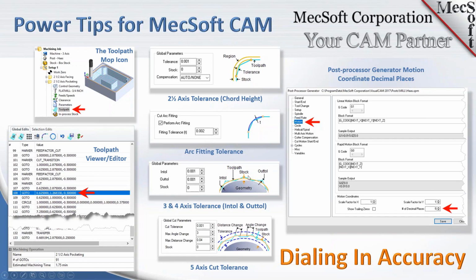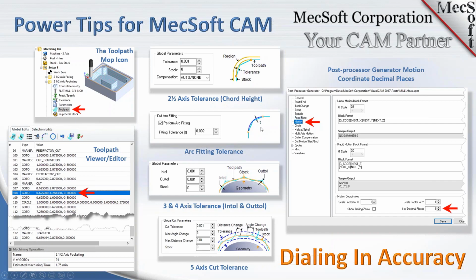Then also 3 and 4 axis, this dialog right here. In 3 and 4 axis, we have 2 tolerance values, a high and a low, or what we call an in tolerance and an out tolerance. If you look at this picture here, we're talking about the part finish and the stock finish. The in and the out will determine how those linear segments are calculated across your part. So these 2 tolerances determine how much is out and how much is in. Again, the tighter these tolerances, the better surface finish, but the more segments you're going to have.